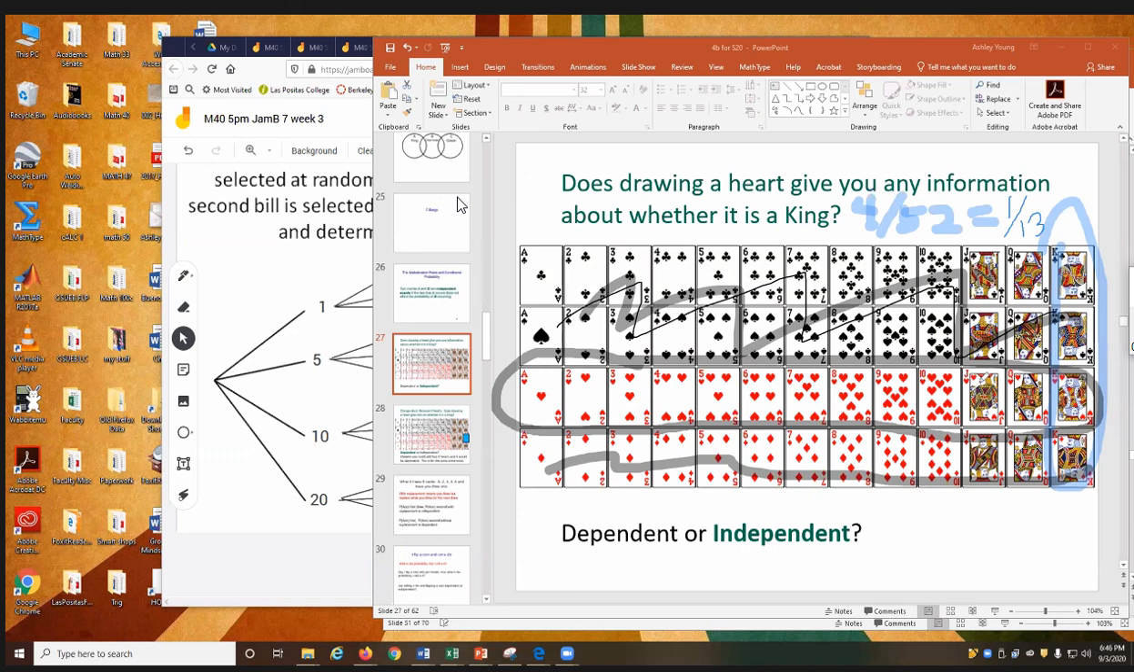1 out of 13. So I would write this as the probability of getting a king, given (remember, given is this long line) given it's a heart. If you know it's a heart, that probability is 1 out of 13. Does that change from my original probability of getting a king? No, it's the same. These two things are the same.